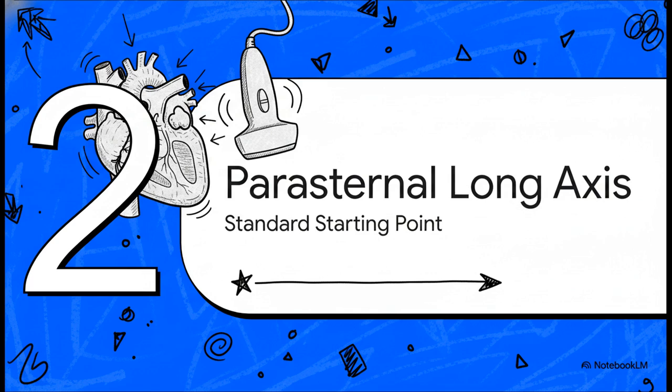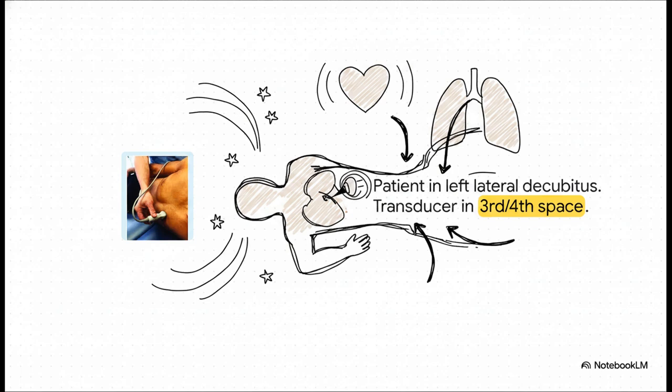Moving right along to section 2, the peristernal long axis. This is your standard starting point for every single exam. Now, before you even look at your monitor, you have to realize that patient positioning is literally everything. You want your patient in the left lateral decubitus position. Why? Well, rolling the patient onto their left side allows gravity to pull the heart closer to the chest wall, and at the same time, it drops that left lung away from the midline. This is a game changer because it significantly reduces lung artifact, giving you a much, much cleaner image.